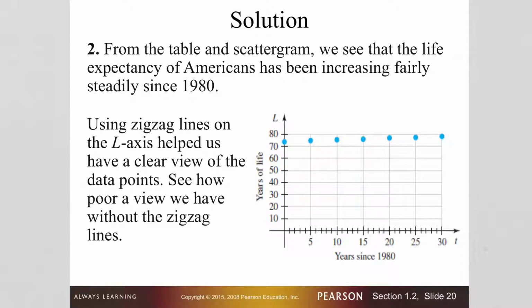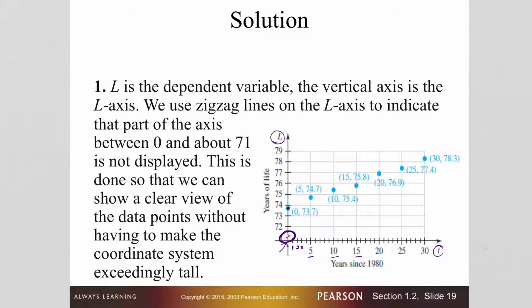Now, I do want you to read through this, because this statement right here is significant. The zigzag lines help us see that the trend is increasing. Otherwise, the graph would look darn near flat. Okay, if you did not do a break in the graph, then it would look like this. And do you see how flat that is? So that's why we really had to do the zigzag, to see that there was an increase in life expectancy.